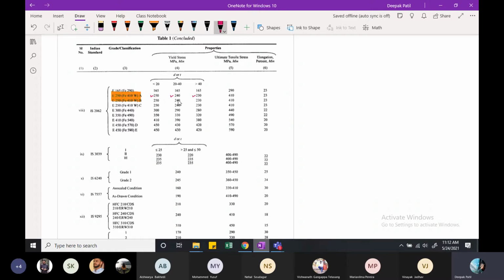So for our section, which is ISWB 600, our thickness of flange is actually 21.3, which lies in this range of 20 to 40. So always you have to go for the 250. That is yield stress equal to 250 Newton per mm square.